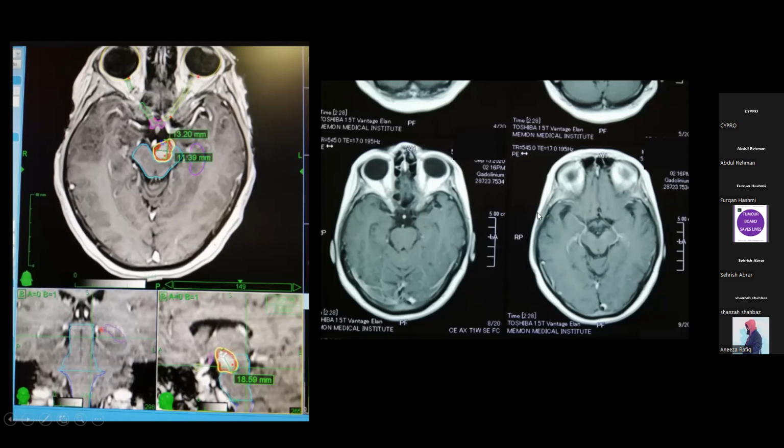In fact, this was the result after 6 months. We cannot see any disease, and her weakness and double vision have resolved.